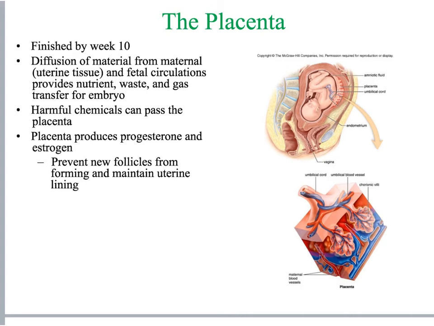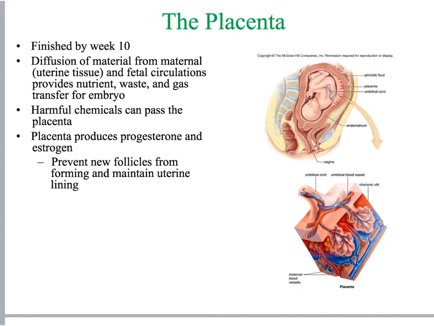The placenta produces progesterone and estrogen, incredibly high amounts, so it's no longer necessary for HCG to be released by the embryo, and the corpus luteum eventually degrades. Now, these high levels of progesterone and estrogen not only keep the uterine lining nice and thick and juicy, but they prevent new follicles from forming, so that means a woman can't get pregnant while she's pregnant.